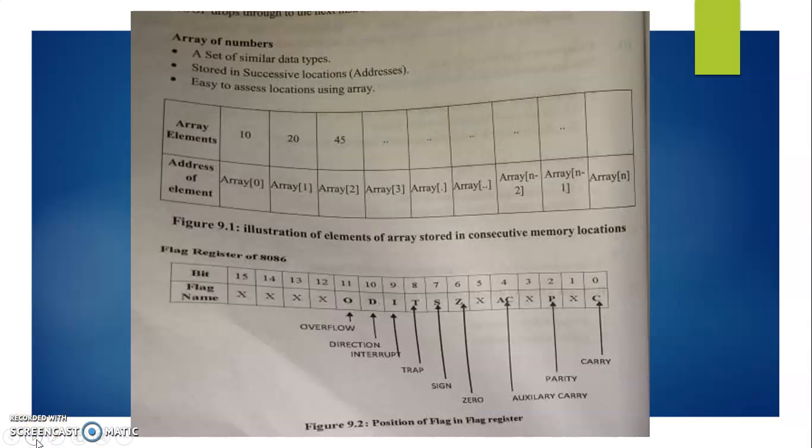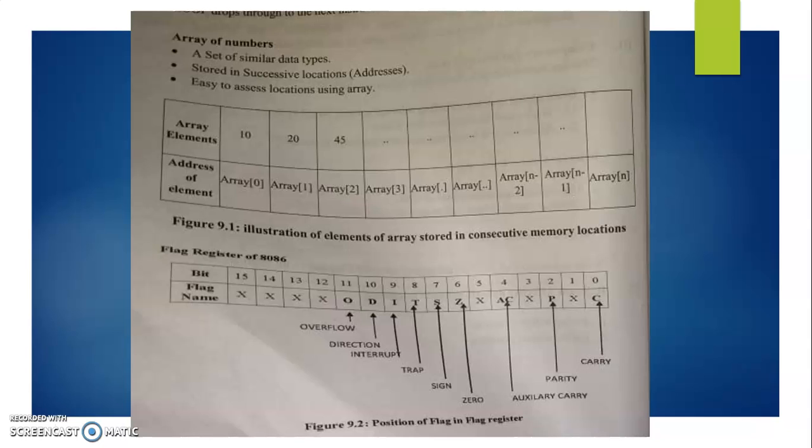Next is the array. Now you can see the positions of an array: array 0, array 1, array 2, array 3, array 4, and so on up to n minus 2 and n minus 1. The position of an array always starts from 0, the 0th position. So this is a consecutive memory location.